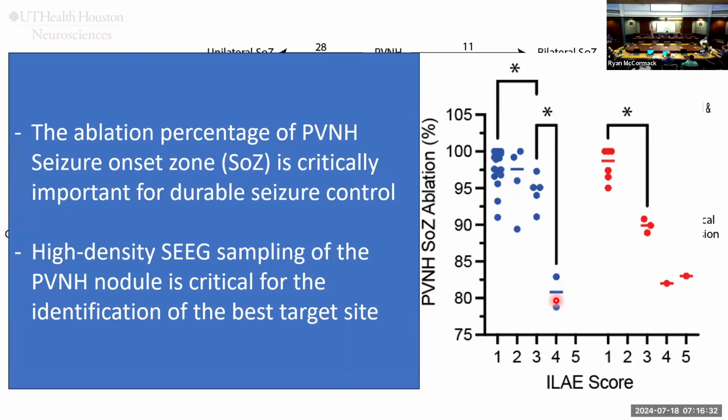And this goes back to the point that we had earlier, and that we believed prospectively, that really the critical part of this is high density SEEG sampling of the nodule. And this really helps for identification of where the epilepsy is actually coming from, especially in patients who have fairly widespread disease.